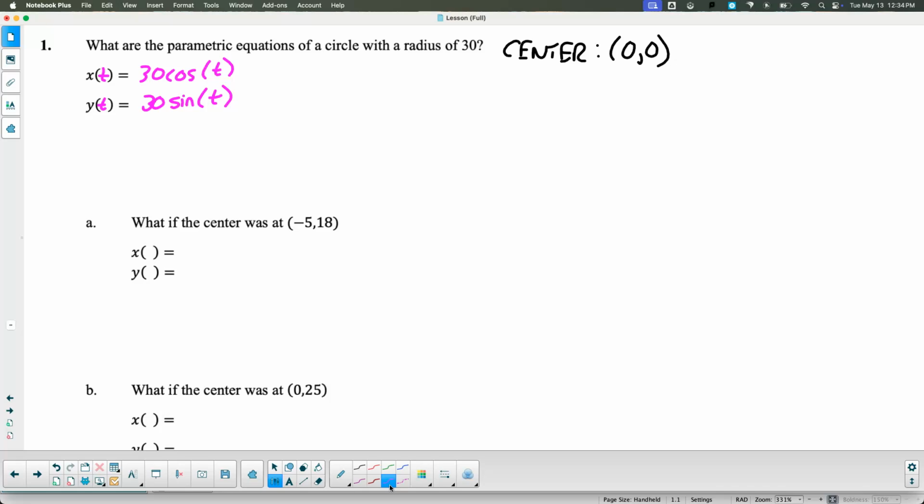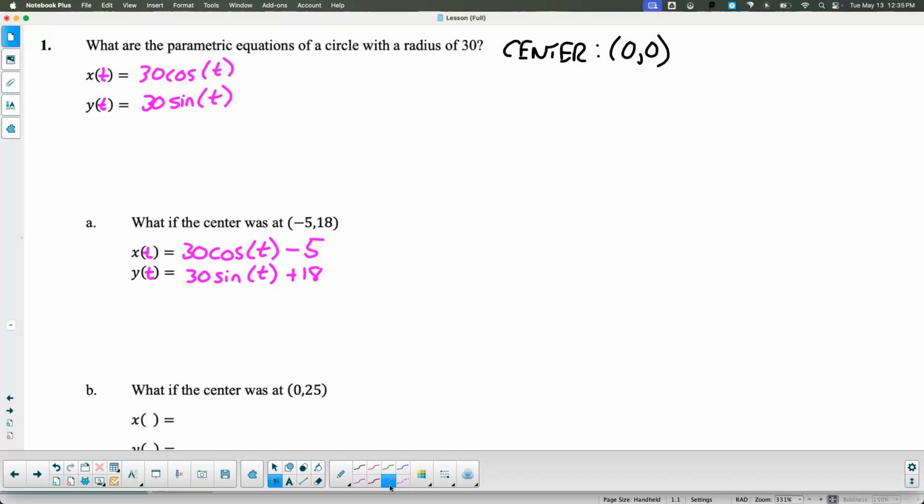Okay. Same circle, but now the center is at the point -5, 18. What are the parametric equations? Okay. So x of t here would be 30 cosine of t, then -5, and y of t would be 30 sine of t, then plus 18.